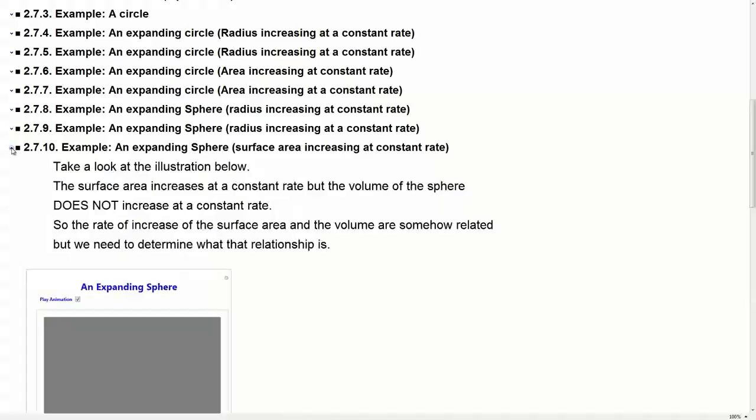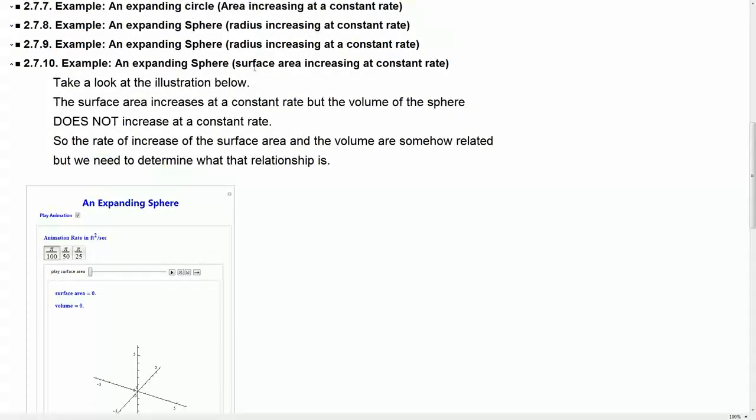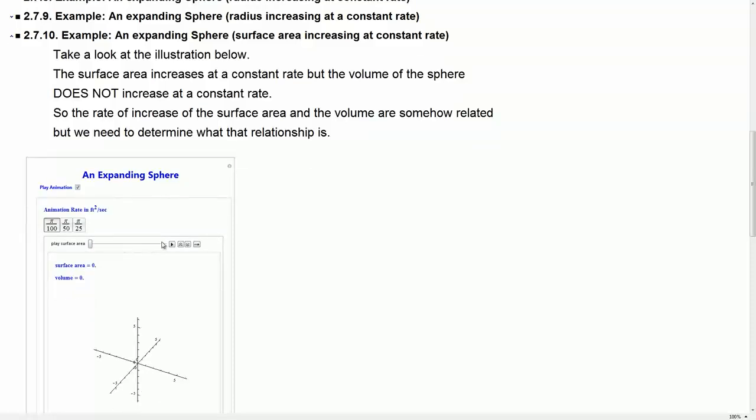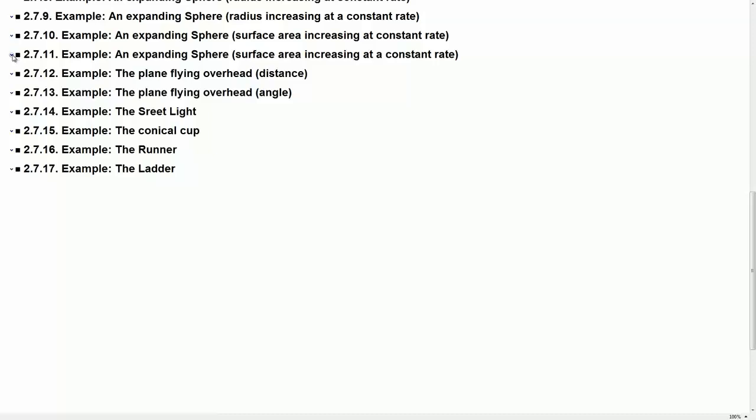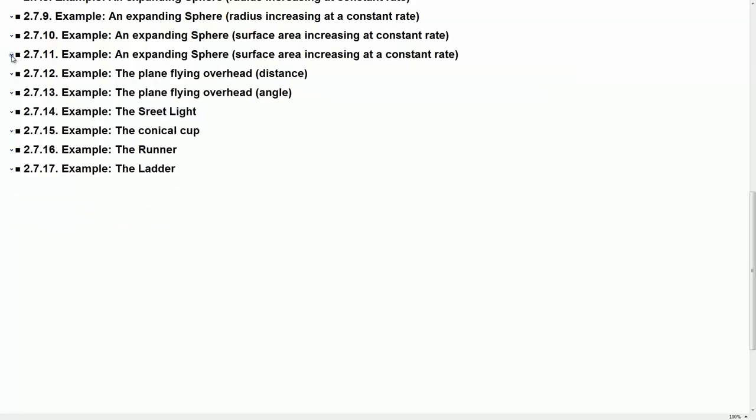All right, here's another one. This one's a little different because now instead of connecting the radius and the volume, I'm connecting the surface area and the volume. So somehow we have to connect the two together. How is surface area connected to the volume? It's the same basic picture. We'll work through that in class, and we'll see the difference between this problem and the previous one. I want to get to a couple more examples. Expanding sphere. There's the problem that goes with it.